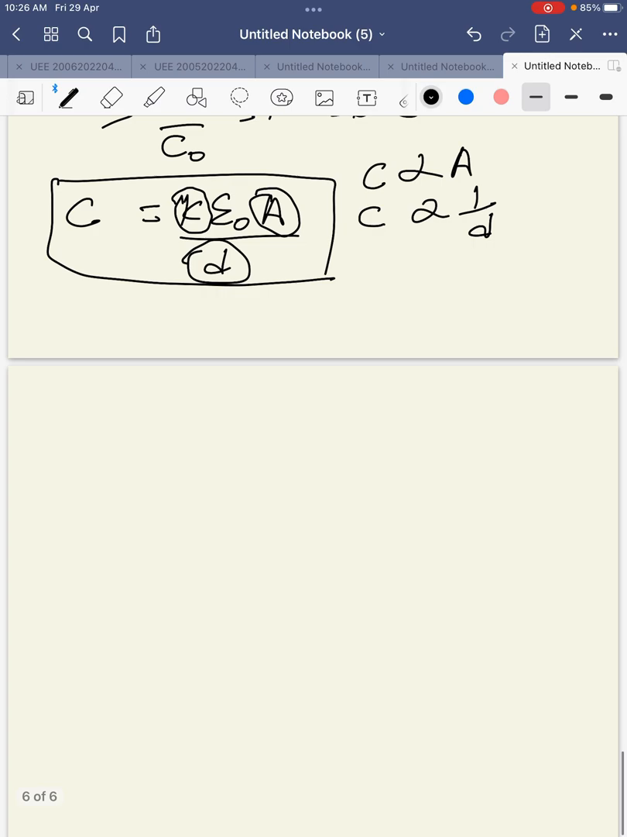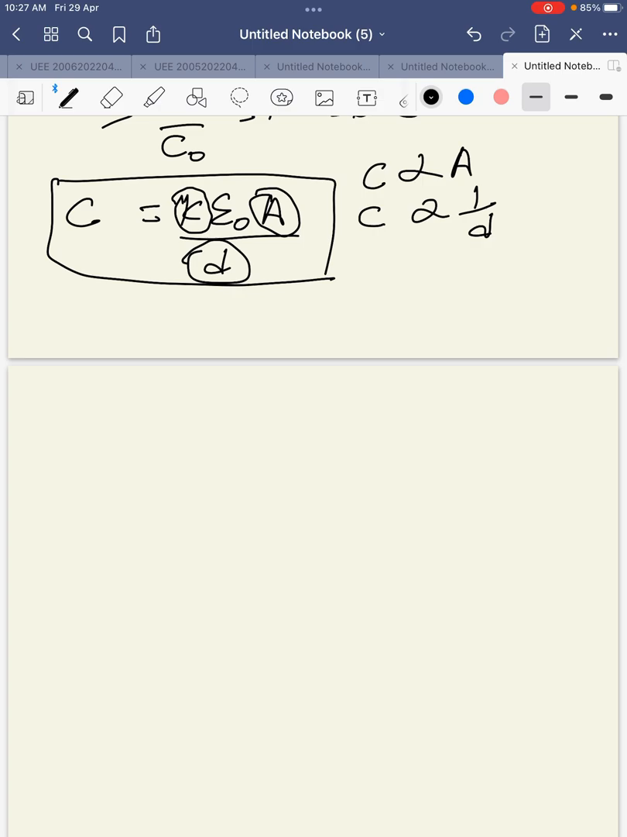Now we have three factors that affect capacitance of a capacitor. One is area of the plates, the other is the distance between the plates, and the other case is inserting a dielectric having larger dielectric constant to increase the capacitance. These are the factors affecting capacitance of a capacitor.